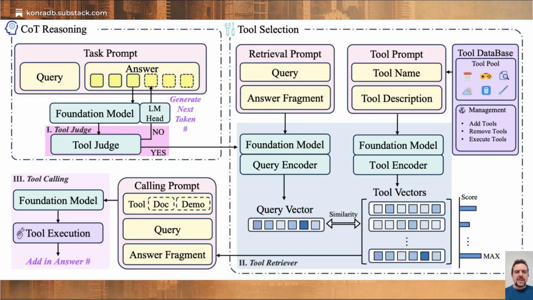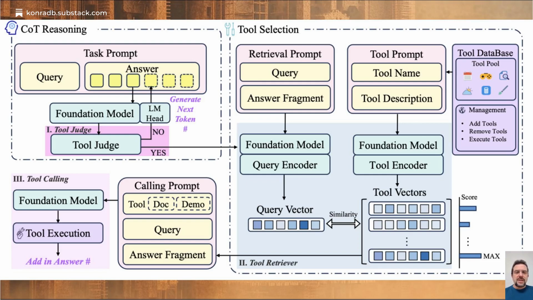Figure 2 provides a detailed overview of the Chain of Tools method. The process starts with QOT reasoning, where the foundation model generates answer tokens step by step. The tool judge monitors each token to decide if a tool should be called. When needed, the tool retriever creates vector representations of both the query and available tools to find the best match. The tool calling component then executes the selected tool with appropriate parameters and integrates the result back into the answer.